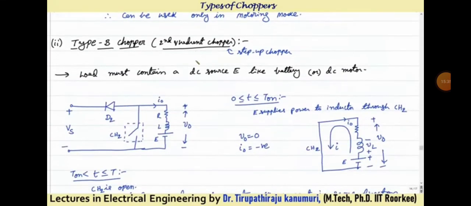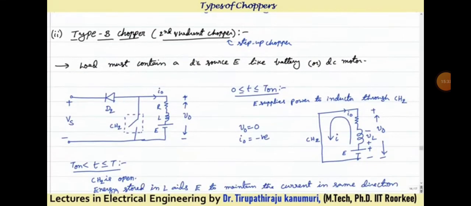Now coming to the next type of chopper, which is called a type B chopper, which is also nothing but the second quadrant chopper. That means the characteristic will be in the second quadrant of the VI characteristics. This is also called the step up chopper. The step up chopper is already discussed, and the same working principle applies here, so I am discussing this one also briefly.